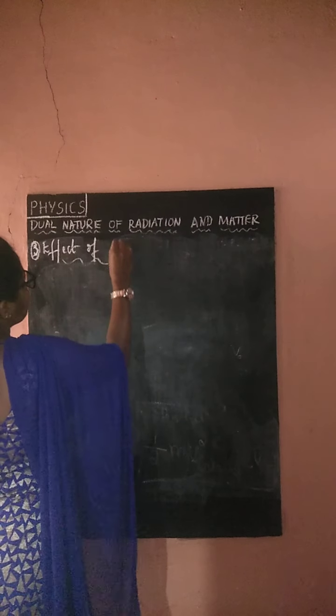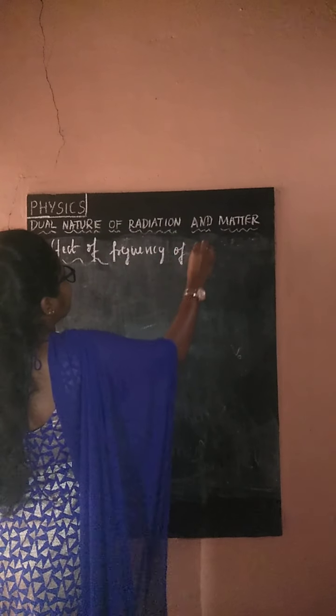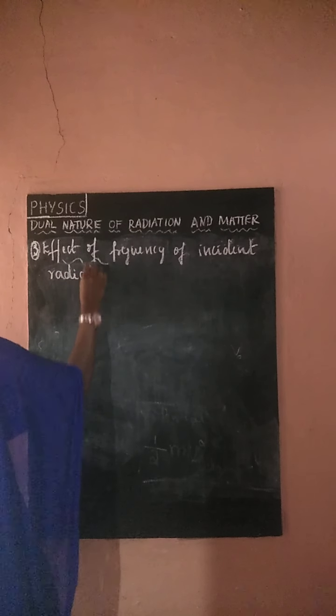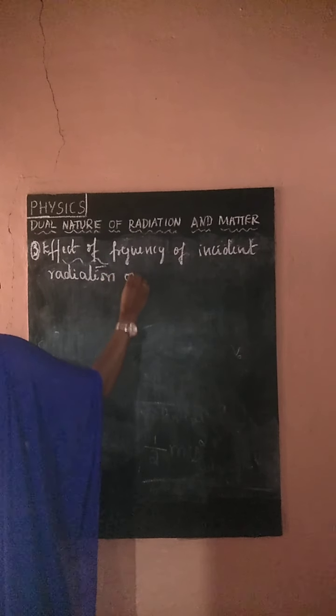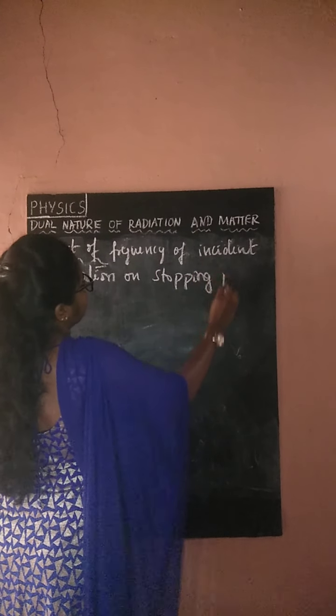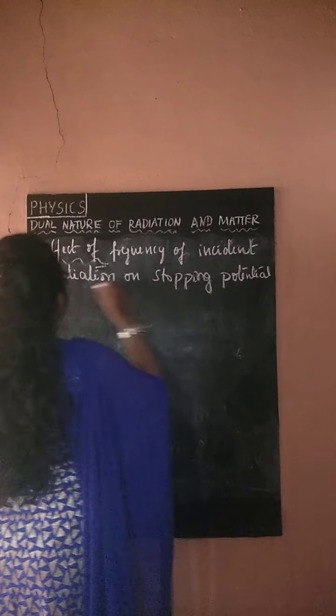So the third one is the effect of frequency of incident radiation on stopping potential.